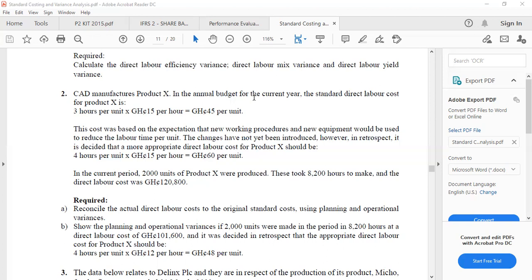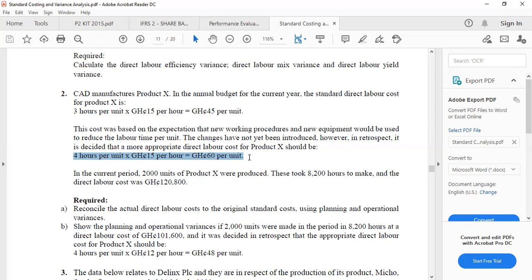Okay, stop there. What are they doing to the original budget? They have increased the hours. Basically they are revising the initial budget. So from the initial stage to the revised stage is what we call the planning stage. You can see that they have increased the hours, but the price is still the same. So from the 3 hours per unit to the 4 hours per unit, there will be a planning variance of 1 hour per unit. Yes, all right, let's move on.